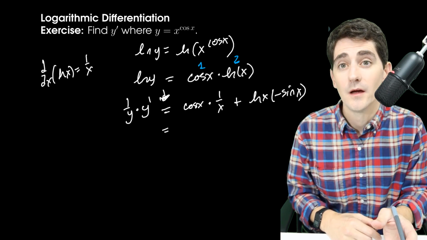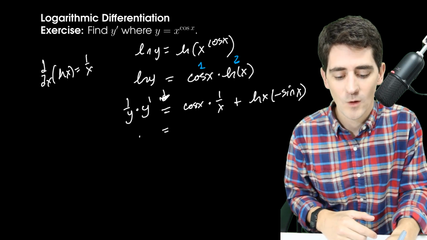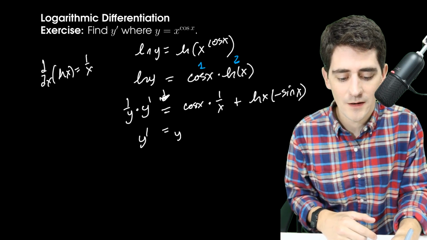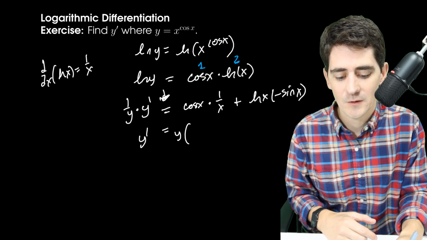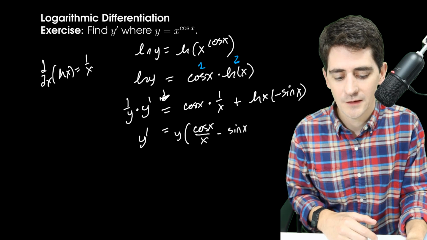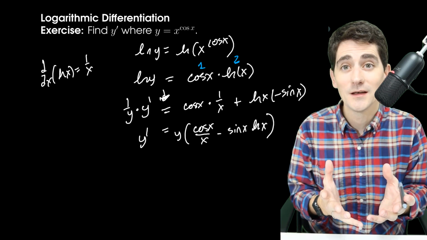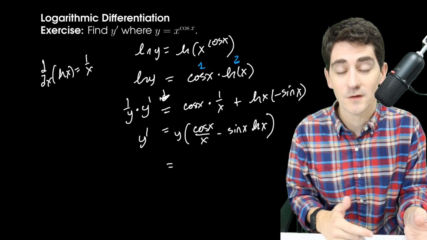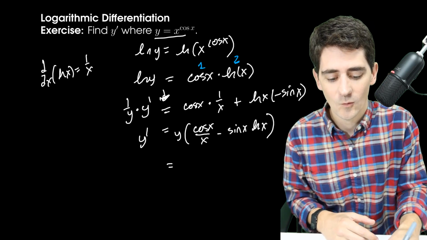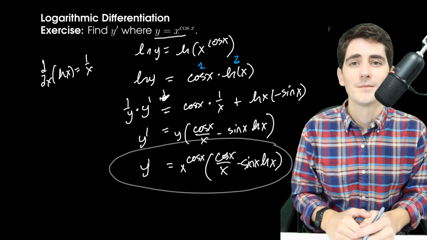So now what I can do is multiply both sides of my equation by y, and I solve for y prime. So I have y prime equals y times, I'm going to write this as, cosine x over x minus sine x natural log x. And there's my derivative. The only thing I need to do is replace y with the expression of x, but remember at the beginning, y is x to the cosine x power. And so there's my derivative. I hope that makes sense.